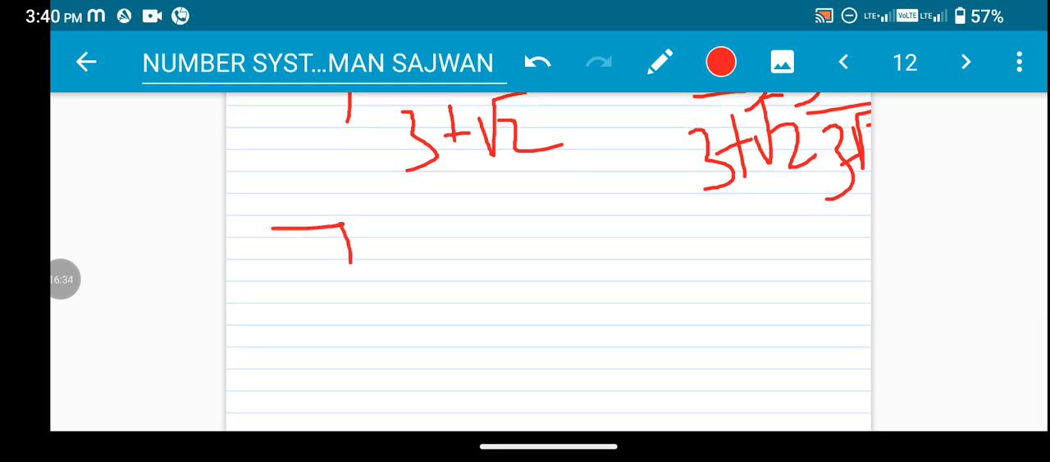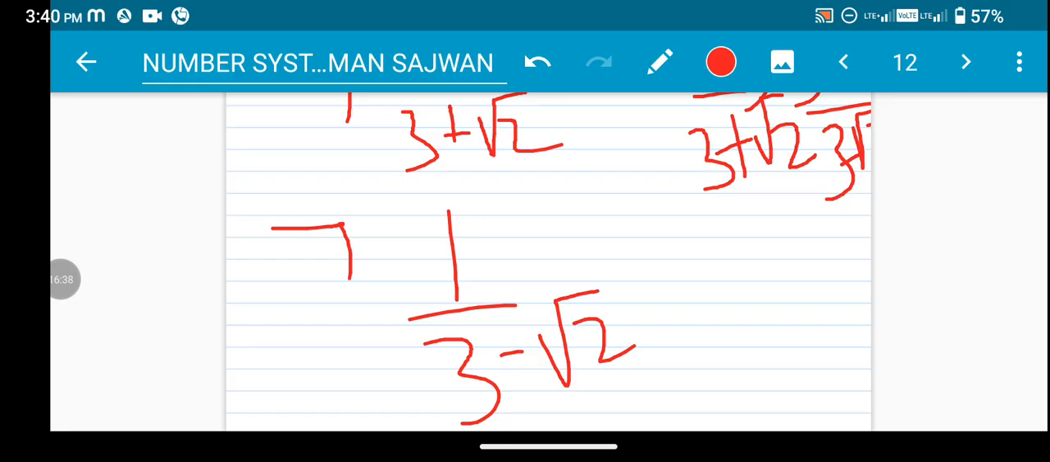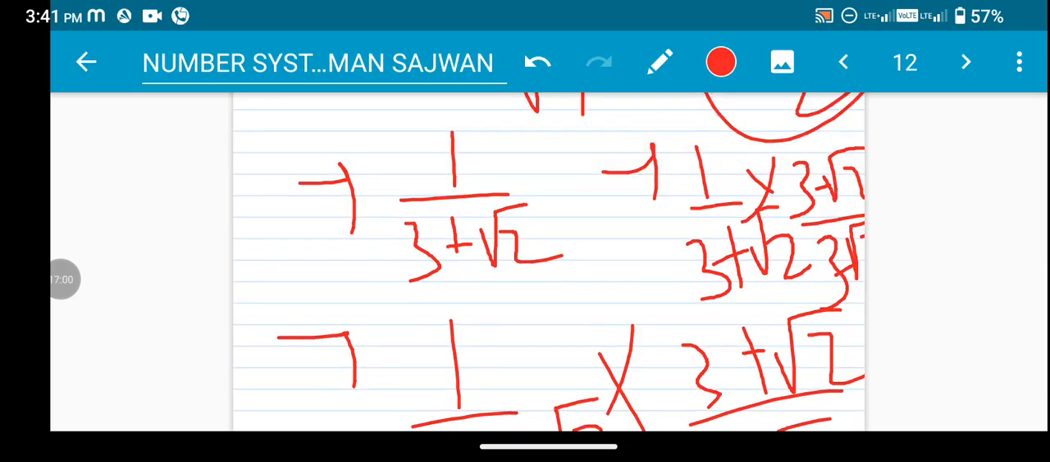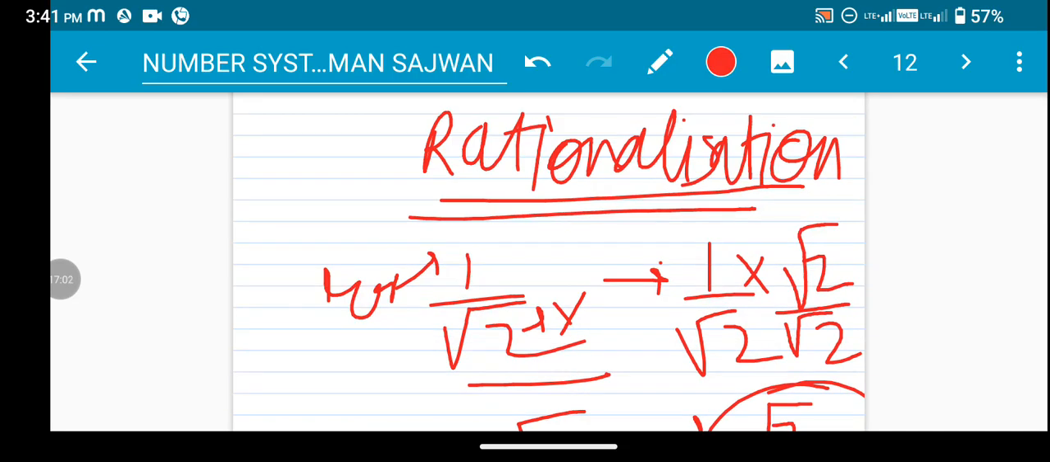And if there is a question like this having a negative number, what will you do? Rationalization: you will change the signs. I am saying that you have to just change the signs into 3 plus root 2 upon 3 plus root 2. After that you have to solve by the methods of identities. So this is all about rationalization.